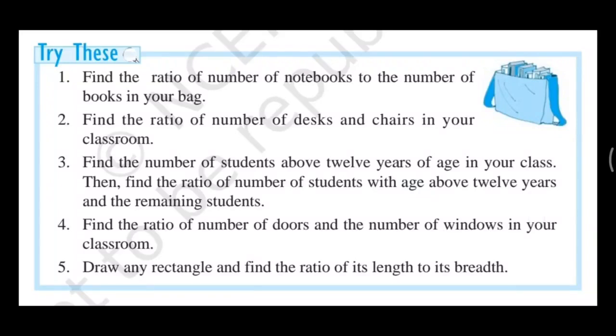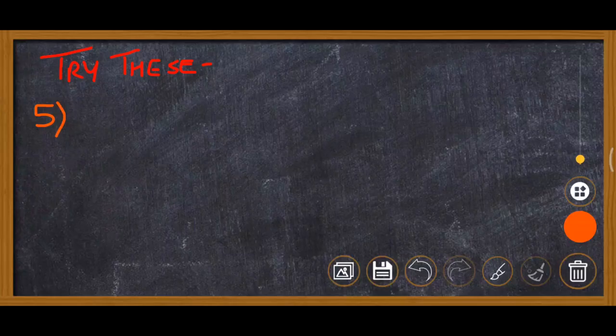Now this is question number 5. Draw any rectangle and find the ratio of its length to its breadth. तो एक रेक्टेंगल बनाएंगे और उसके बाद इसका रेशियो फाइंड करेंगे लेंथ से ब्रेथ का. So let's do this. This is question number 5.